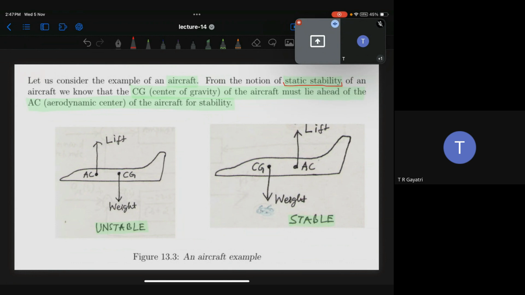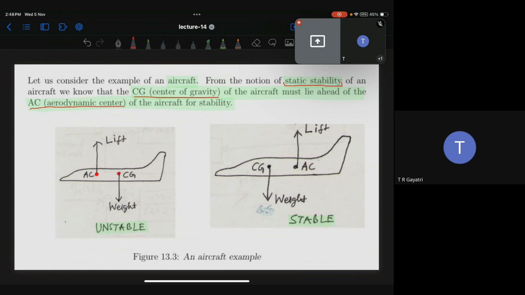Static stability means, so you'll have two main locations. One is called the center of gravity, another is called the aerodynamic center. Basically, the center of gravity deals with the center of mass, and the aerodynamic center deals with the center of all moments. So CG is the center of gravity, AC is the aerodynamic center.